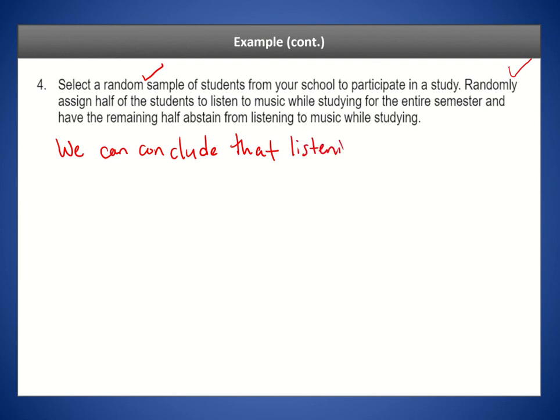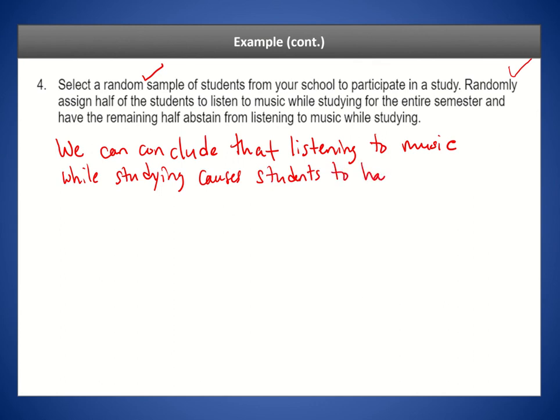that listening to music while studying, in this case, causes the students to have lower. So here, I'm going to underline causes because that's the really important part. And that part is from the random assignment. So causes them to have lower GPAs on average. So this is, of course, typically. So we'll go ahead and put on average, this is assumed for all the students.